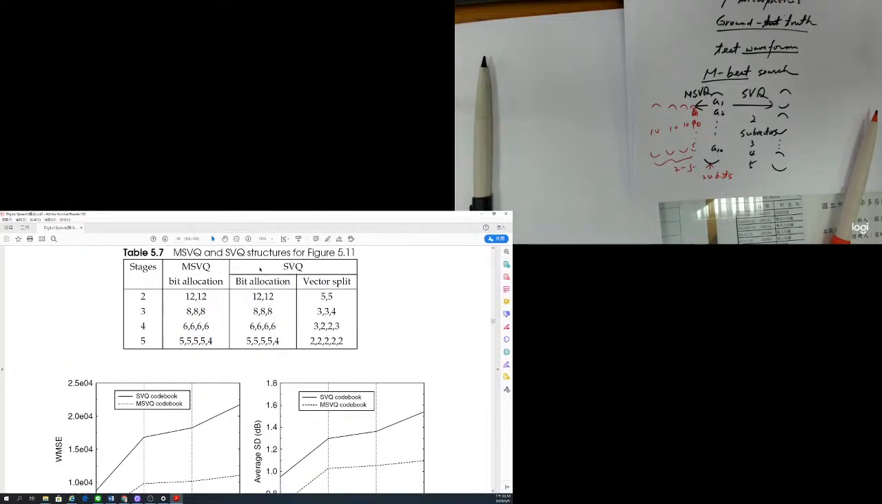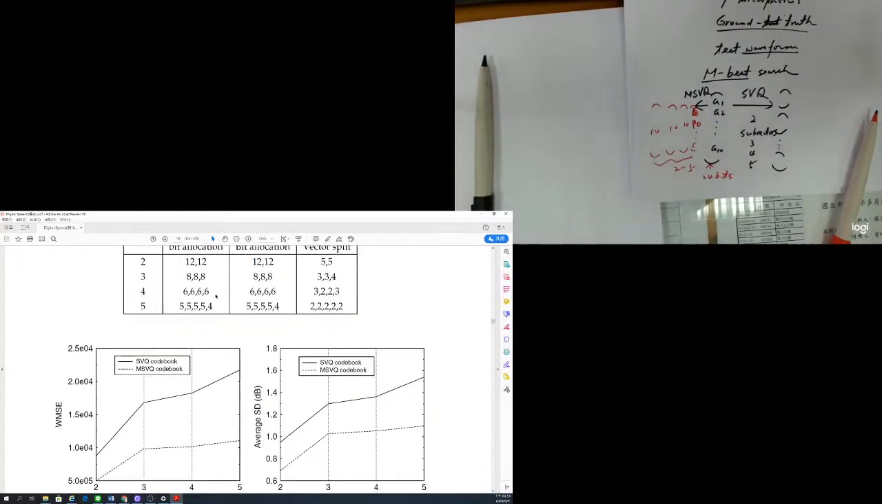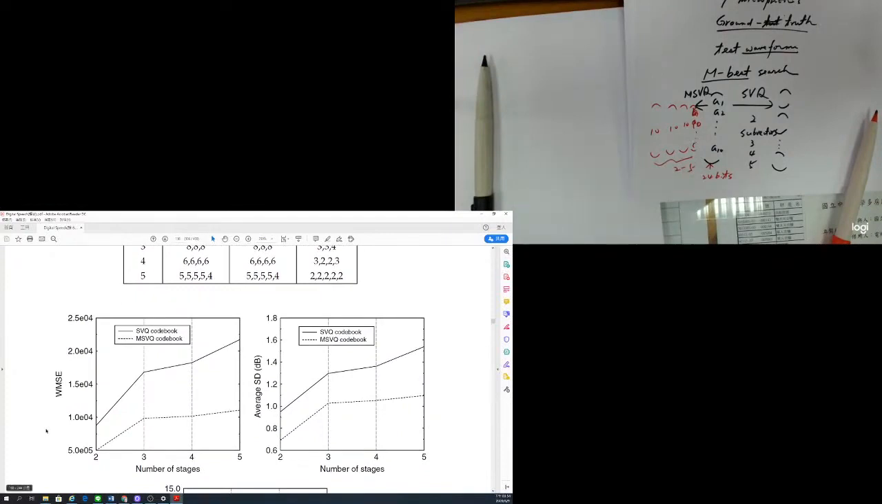So they try to use the same fair conditions to do the comparison. Here is multiple stage 2, 3, 4, and 5. You can see this one, the weighted mean square error. We try to get a minimal one. You can see multiple stage vector quantization can get good performance.